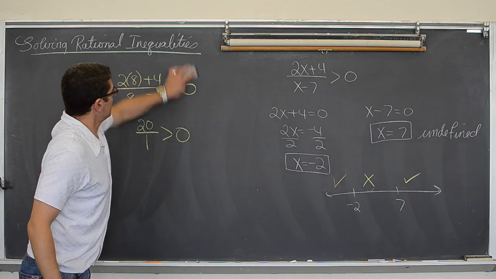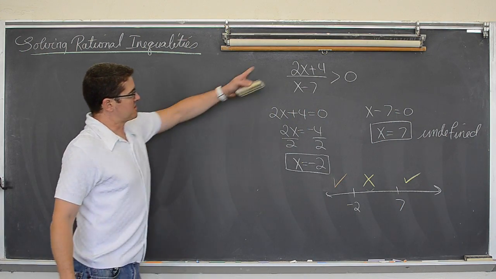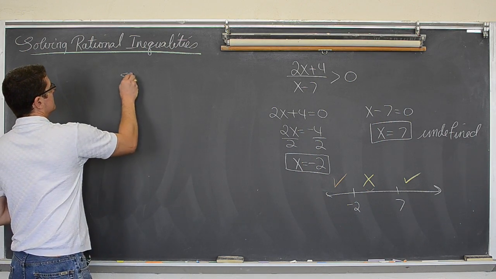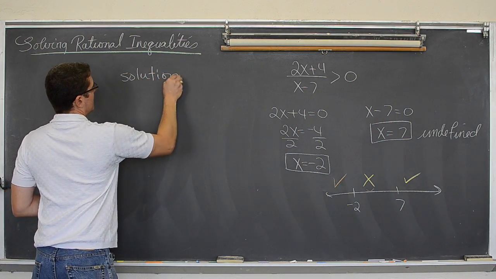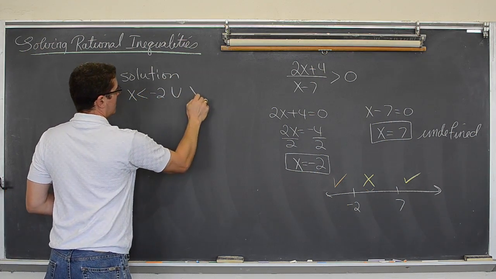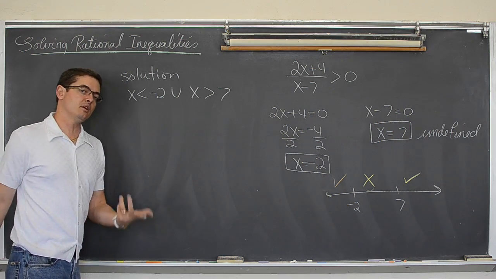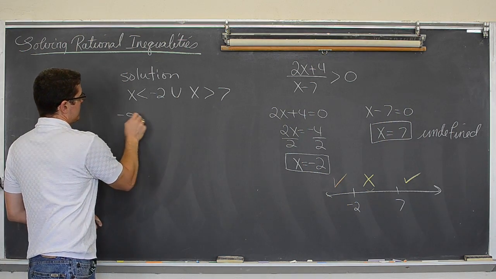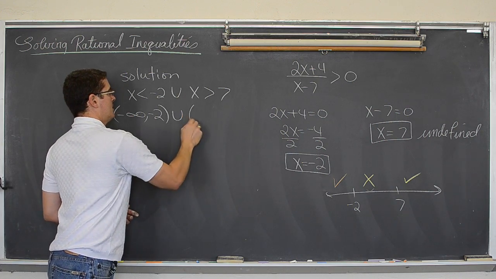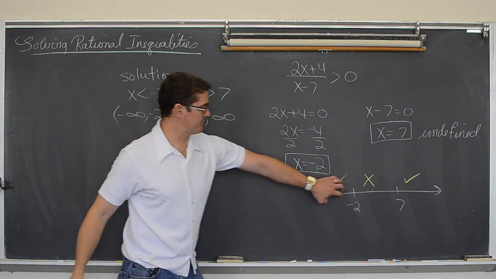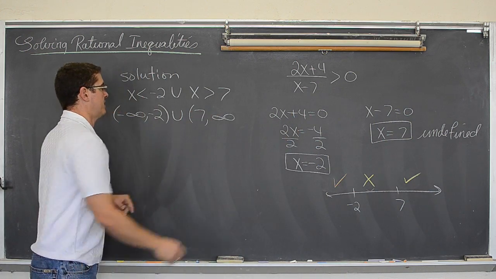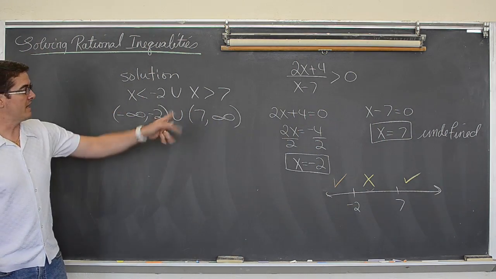Okay, so let's write our final answer to this inequality. Our final solution is x has to be less than negative 2 or bigger than 7. With interval notation, that would be negative infinity up to negative 2, or from 7 to positive infinity. From the left of negative 2 going to negative infinity, right of 7 going to positive infinity. Awesome. That example is done.